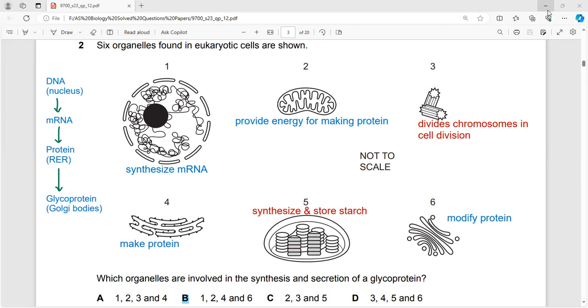So what organelles are involved? Number 1, the nucleus is involved. Number 4, the endoplasmic reticulum is involved. And number 6, the Golgi bodies are involved. What about mitochondria? It is providing the energy for this whole process. So our correct option will be B, which contains 1, 2, 4, and 6.